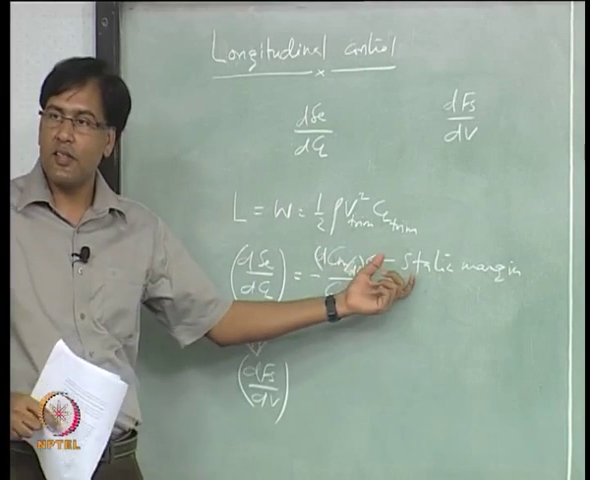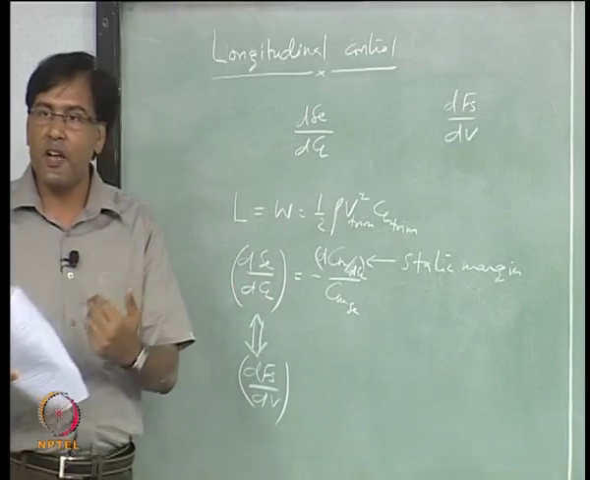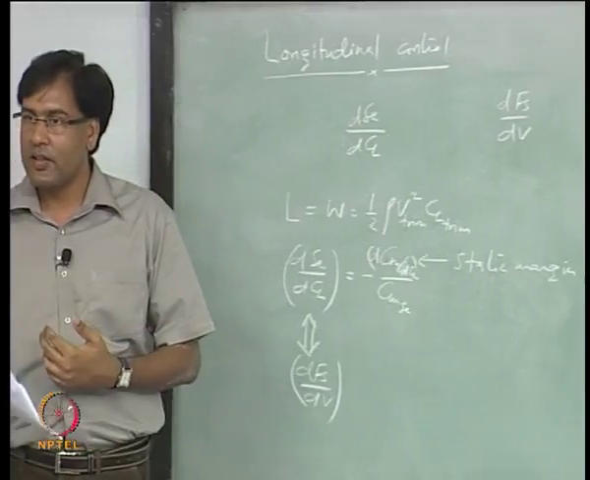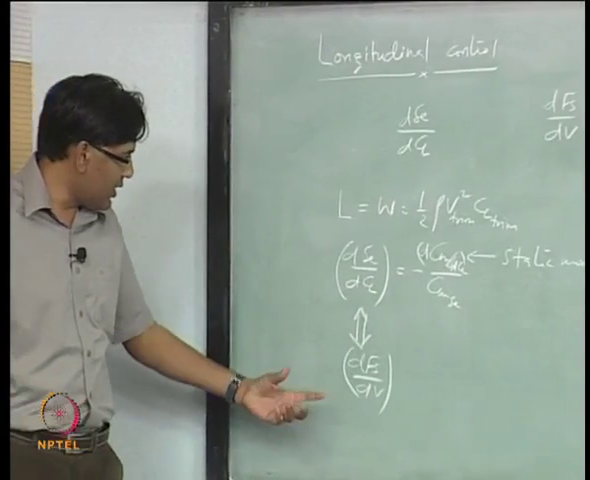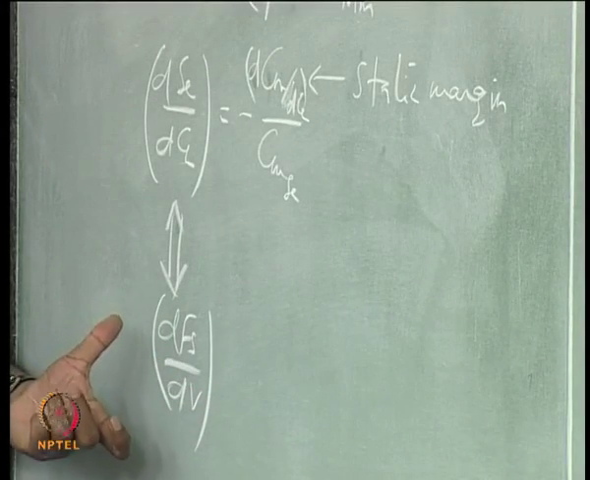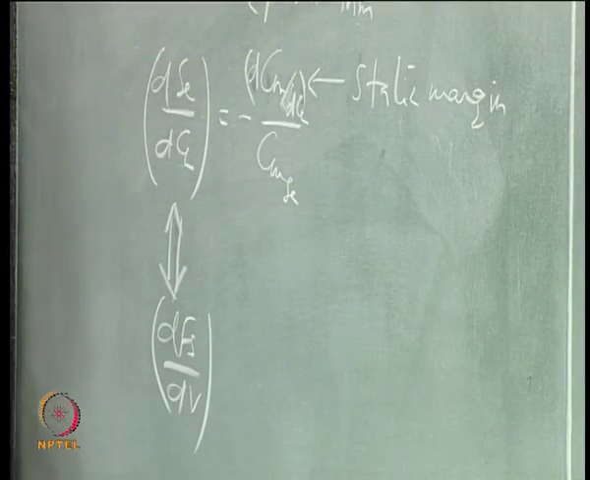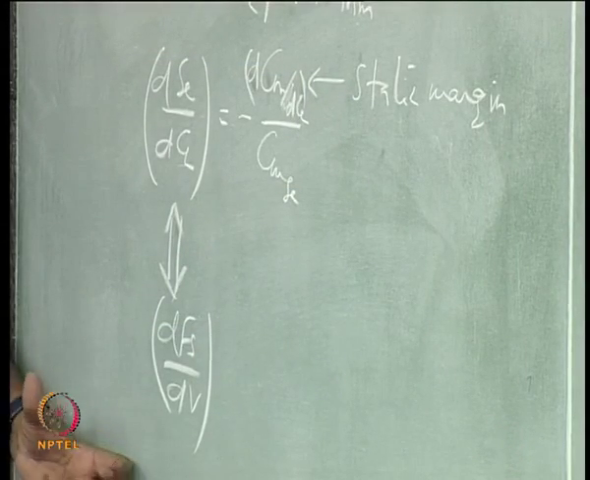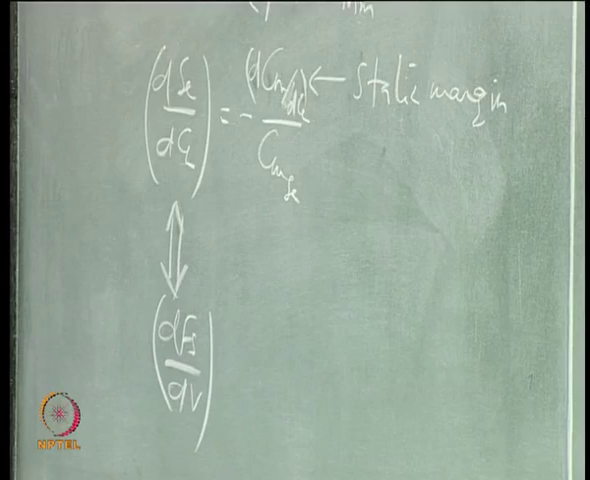And static margin is giving you the stability, is not it? So stability, the more stability we have, the more control that we need to change the trim, right. This we have discussed. So what it automatically means is that this gradient of the force with respect to the trim speed is also dependent upon the stability margin, the stability of the aircraft, right. Is this clear? So this quantity is actually depending upon the stability of the aircraft.